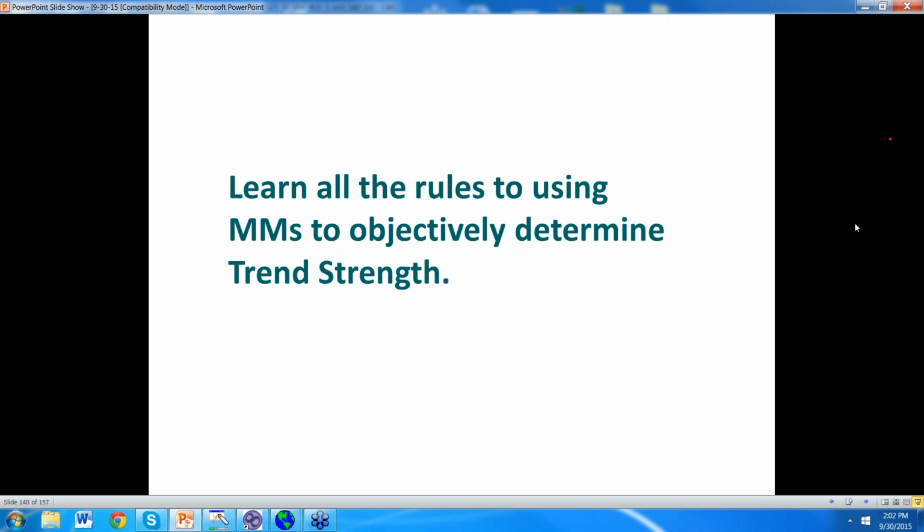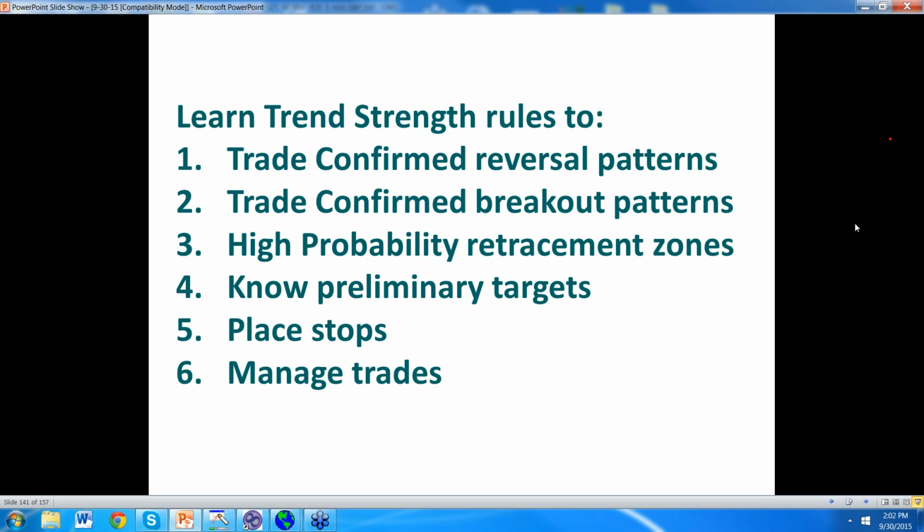Learn all the other rules using the measure moves to objectively determine trend strength. The rules are basically a combination of these measure moves, how they work together, how they're strung together, and so forth. Once you learn trend strength rules, you can learn how to trade a confirmed reversal pattern. These reversal patterns are butterflies, heads and shoulders, and all that. Trade confirmed breakout patterns. Why does it confirm a breakout? Well, it's telling you that it has a long ways to go.